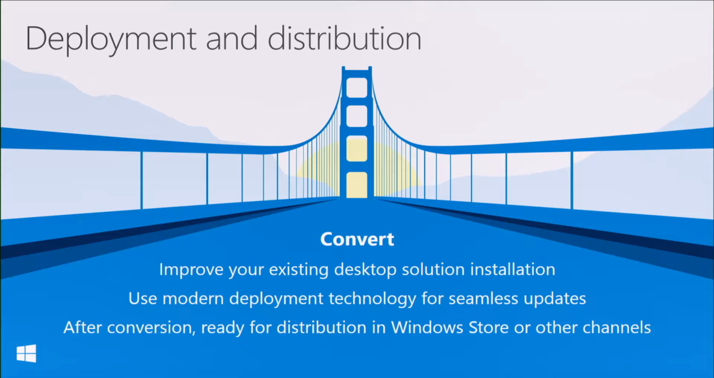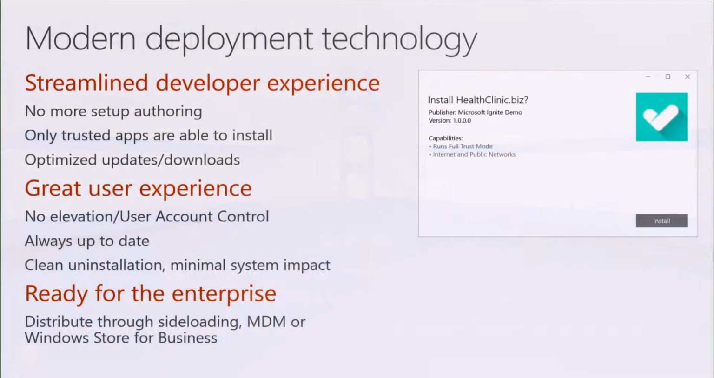Things that you get, obviously, are the updates and the installation experience, and we'll show you a demo of how that actually looks. But after conversion, you are ready to distribute that application directly in the Windows Store and the Windows Store for Business as well, something that you can't really do with desktop applications today until you do that conversion first step. So modern deployment technology, I touched on it a couple times, gives you a streamlined developer experience. No more setup authoring. You don't have to write all these complex installers anymore. That is something you're going to get with that modern deployment technology.